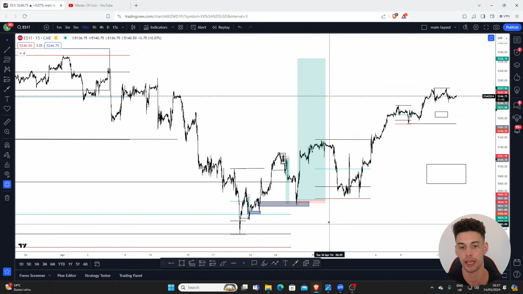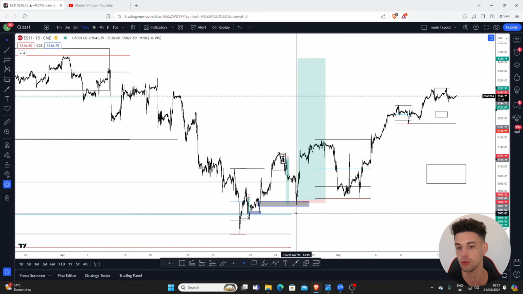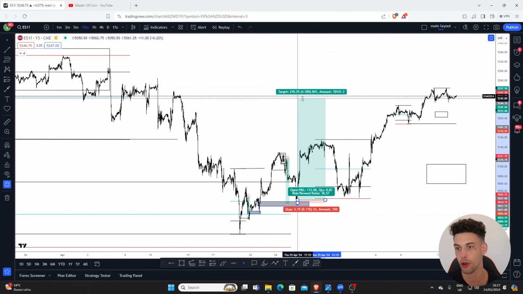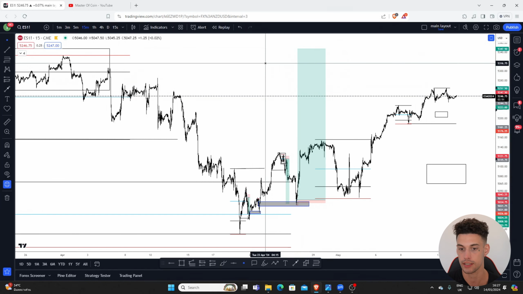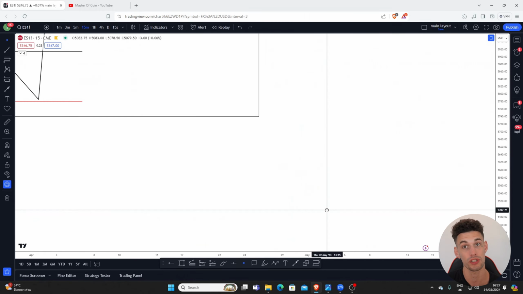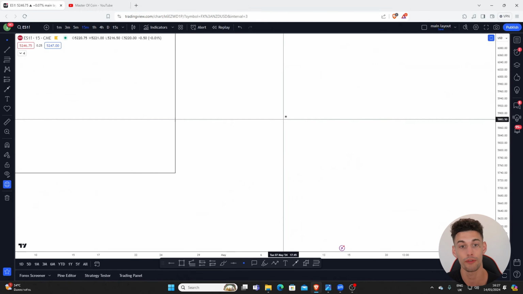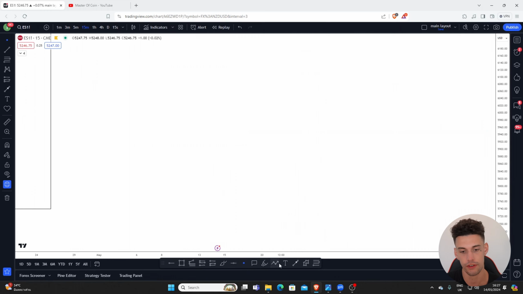Now, what we're going to be doing today is basically a case study on this ES futures trade I took, which is currently floating right now at a 1 to 37 risk to reward with higher targets. Firstly, we have to go into the theory in the classroom before we get to the application. So it's very, very simple.